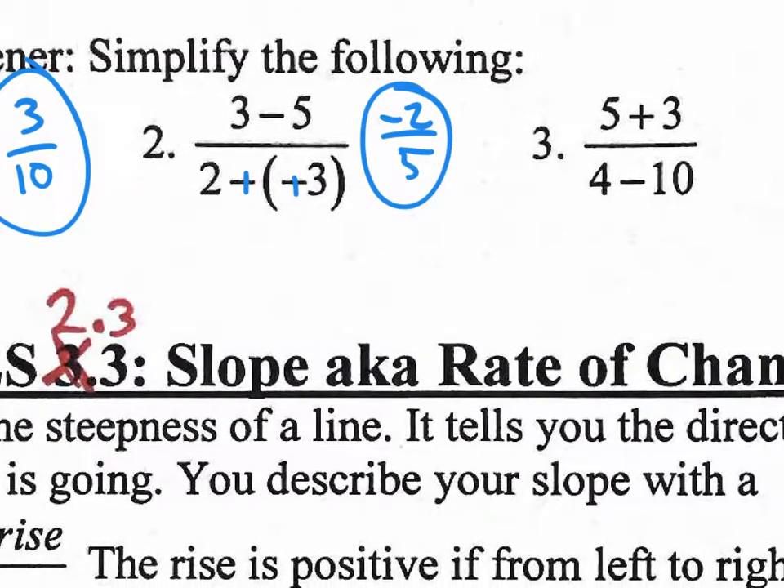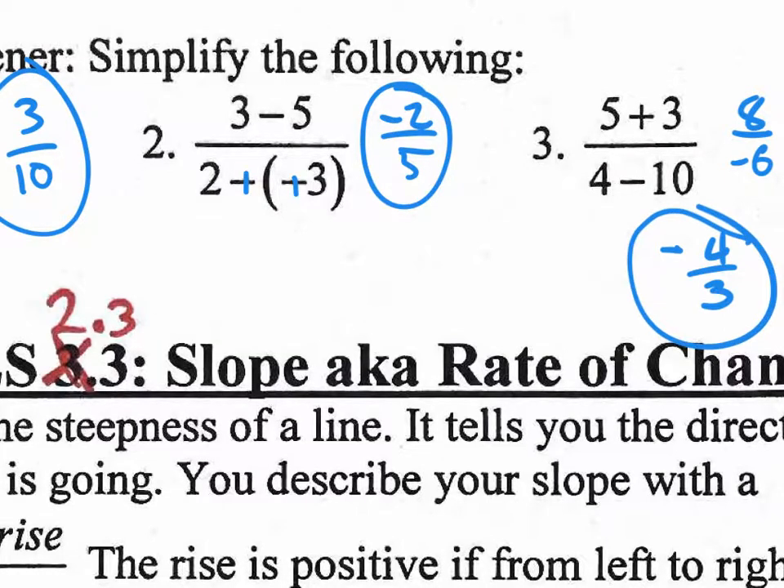Number 3, 5 plus 3 is 8. 4 minus 10 is negative 6. And right here we can reduce, so we must reduce, right? You can't divide 8 by 6, but you can reduce both the numerator and the denominator by 2, giving us a final answer of 4 over 3. And the negative sign, you could either put it in the middle, or if you'd like, you could put it up on top. But I would never leave a negative sign in the denominator, right? Either put it on top or in the middle, whatever you want. That's your final answer for number 3.